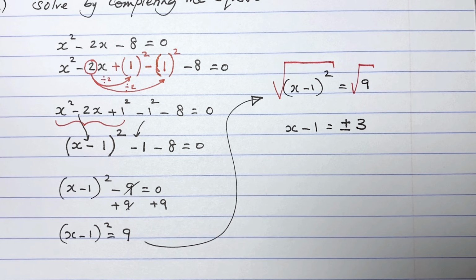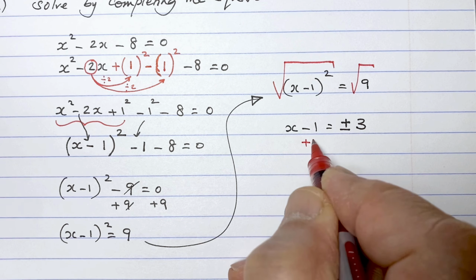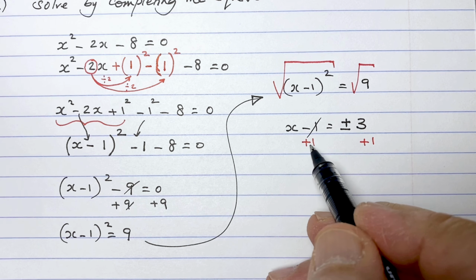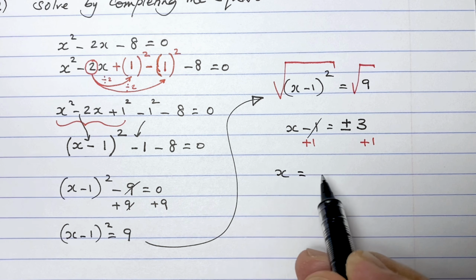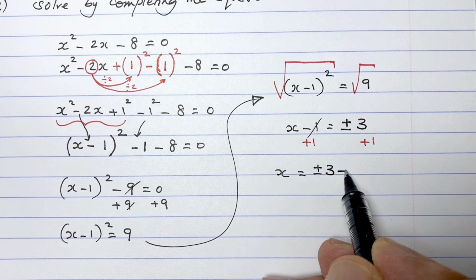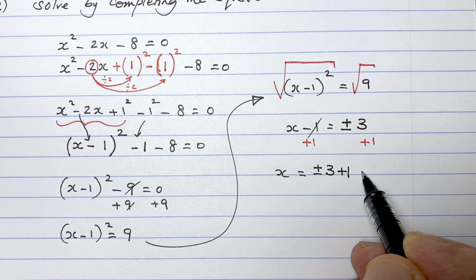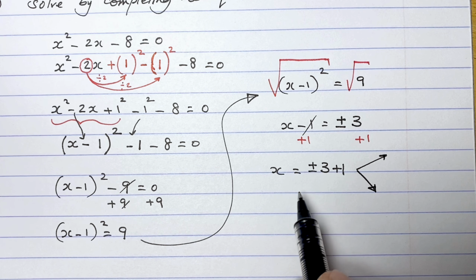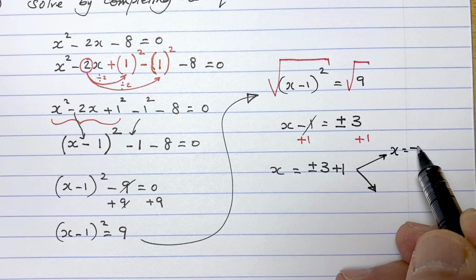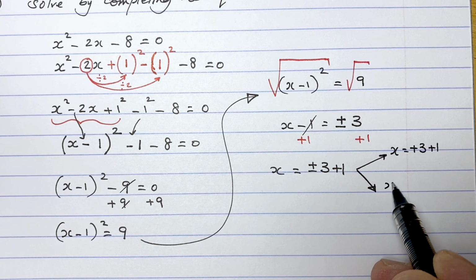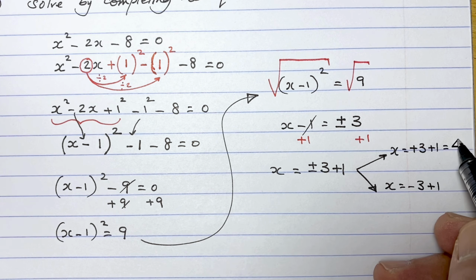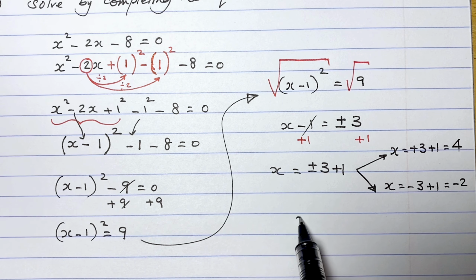Here I need to balance this equation now, adding 1 to both sides. So I now have the value for x, two values actually, plus and minus 3, plus 1. That means once I consider the plus sign of 3, once I consider the minus sign of 3. So we have x equals plus 3 plus 1, x equals minus 3 plus 1. That would give me 4, and that would give me minus 2. So just write them together.